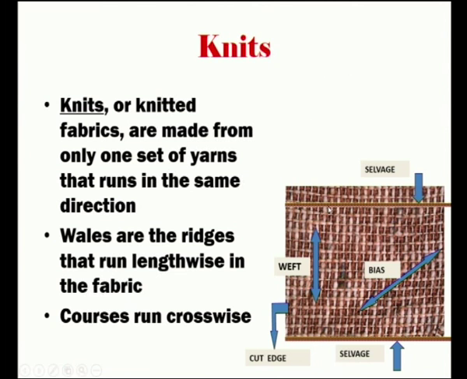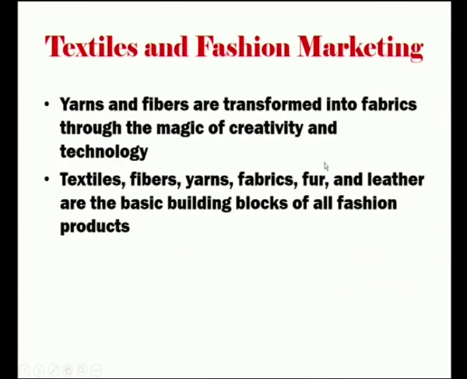Again, this is another class, knits. Knitted fabrics are made from only one set of yarns that run in the same direction. So, one set of yarn will run either horizontally or vertically, in one direction. Wales are the ridges that run lengthwise in the fabric. Courses run crosswise. So, this is a specific example of knits. In textile and fashion marketing, yarns and fibers are transformed into fabrics through the magic of creativity and technology. Textile fibers, yarns, fabrics, fur and leather are the basic building blocks of all fashion products.